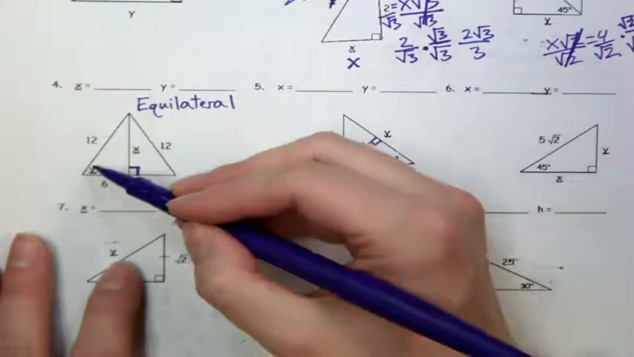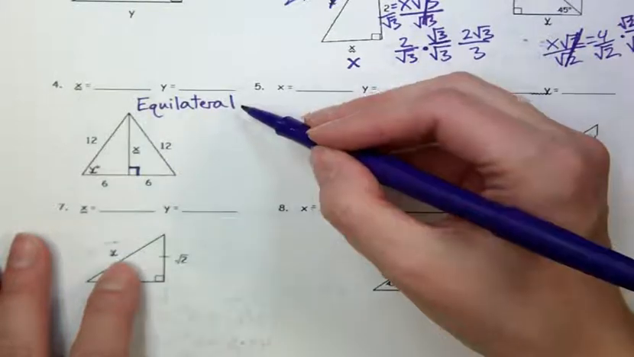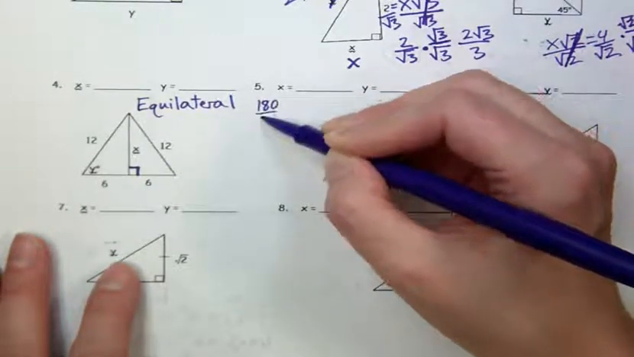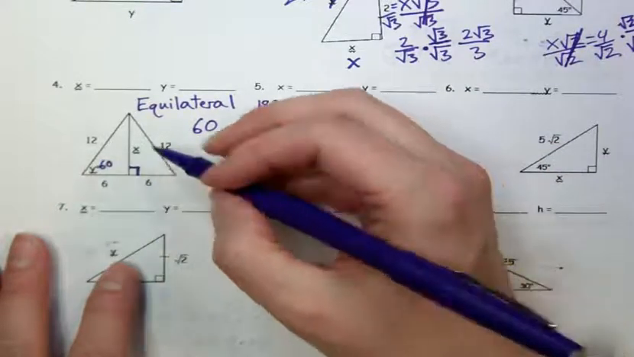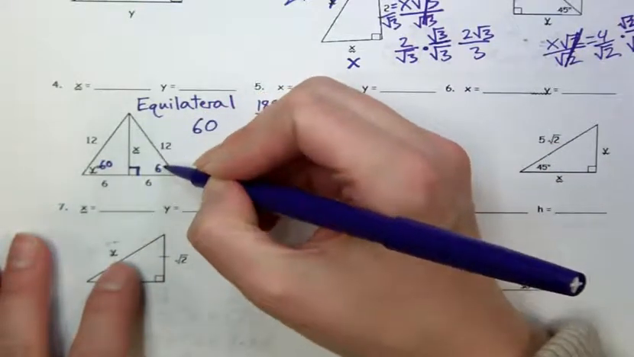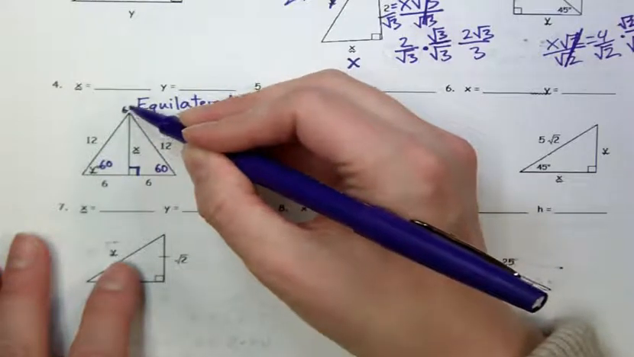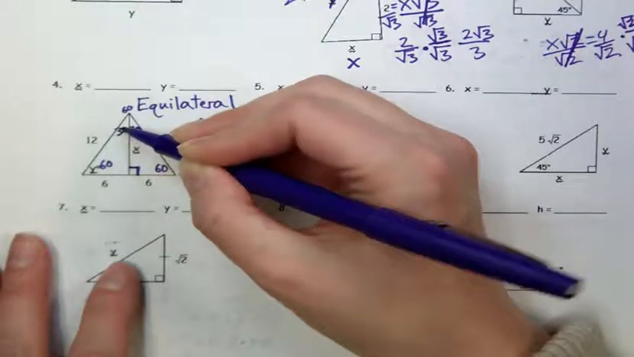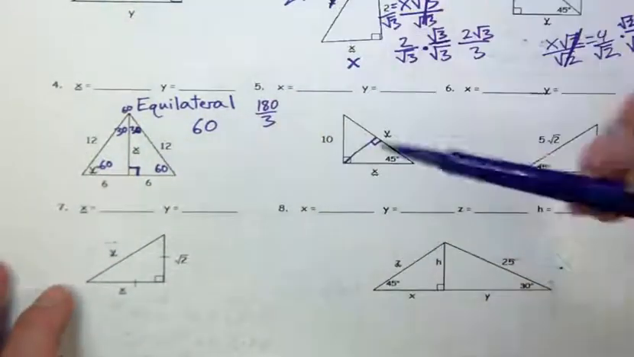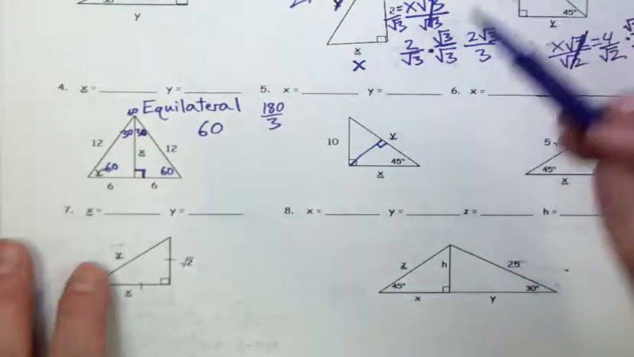Yeah. So it means all the angles are the same, which means they're all 180 divided by 3, so 60-degree angles. So if this is 60, then this is 60, this is 60, and each half has to be 30. So that's my 30, 60, 90 triangle from the top of your paper where you have it written down.